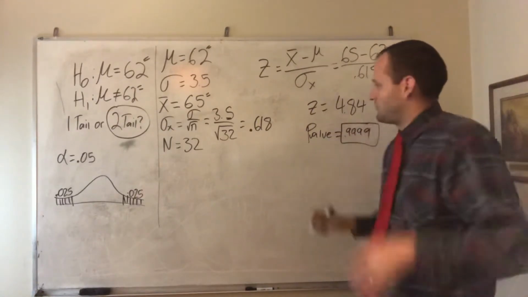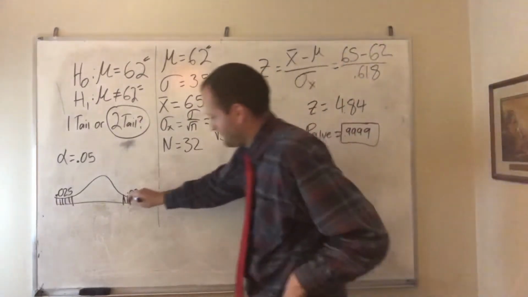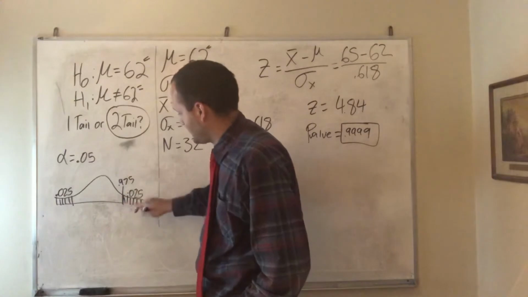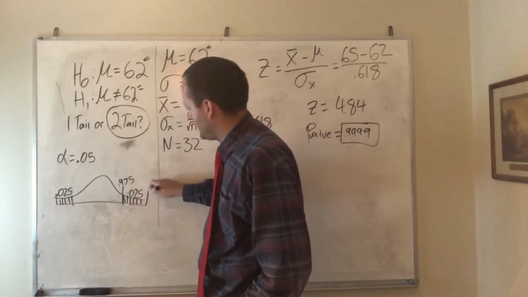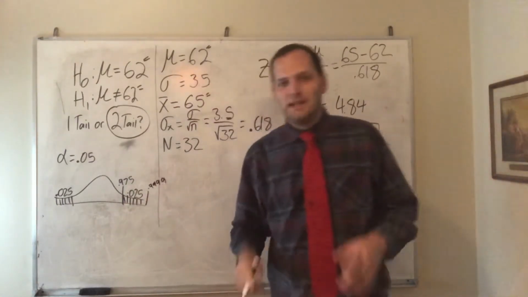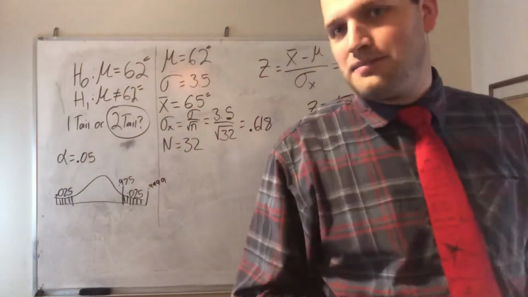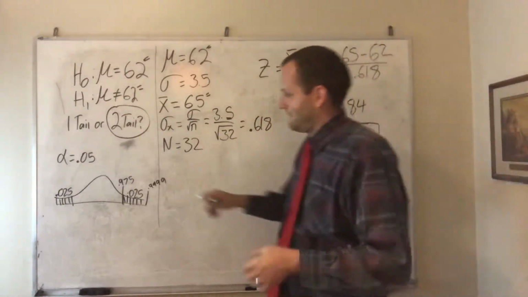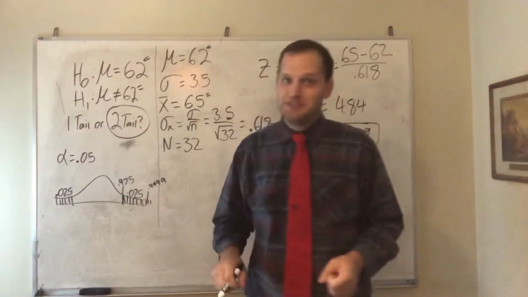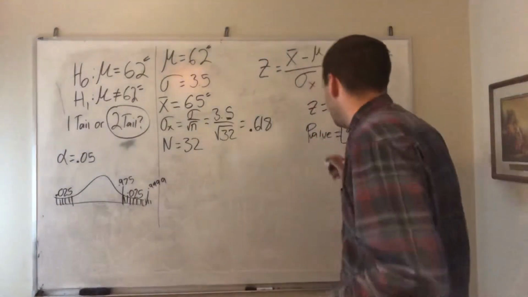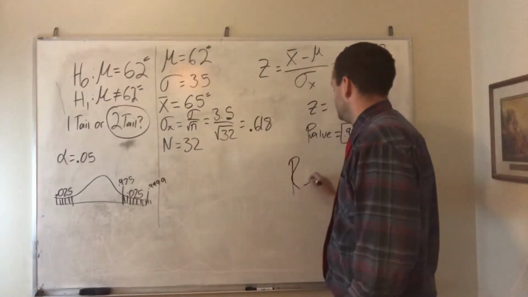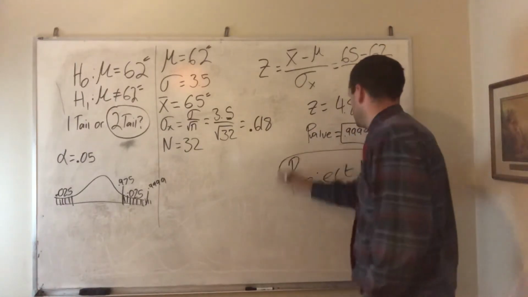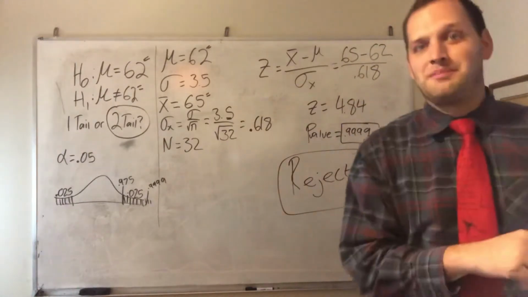Alright? That's our p-value. Well, if we come over here, all we had to do was get past 0.975. We got all the way up to 0.9999. So do I keep or do I reject my null hypothesis? It's in the little tail. It's in the shaded area. So we reject the null. Okay, we reject the null hypothesis.